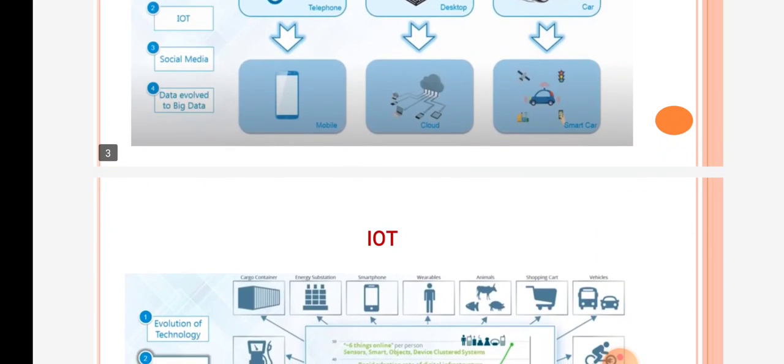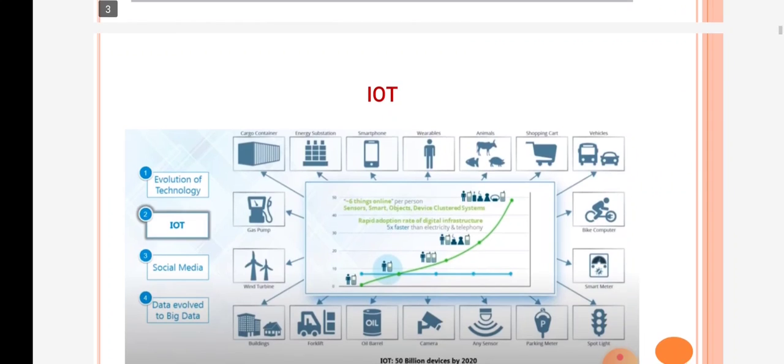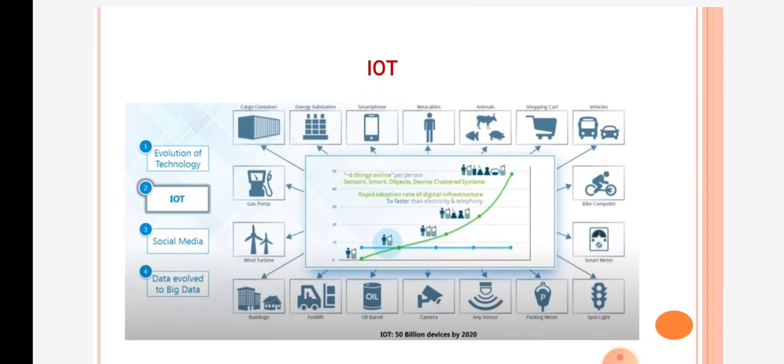So coming on to the next evolution of technique, that is the IoT. What is IoT? IoT is the Internet of Things. The smart car is an example of the Internet of Things itself. Why so? Because the car is in a mobility situation and the internet connectivity is there in our car, so we can have the connectivity of each and every piece of information through the internet in the mobility of my car. So coming to the examples, we have the cargo containers, the energy substation, the smartphones, the wearables, the shopping carts, the vehicles, the bikes, the smart meters, the parking meters. All are examples of the IoT.